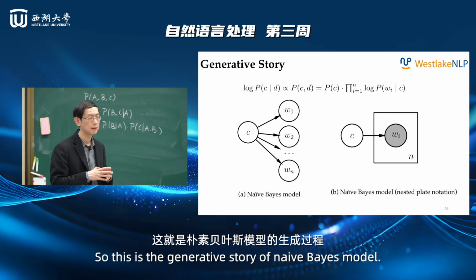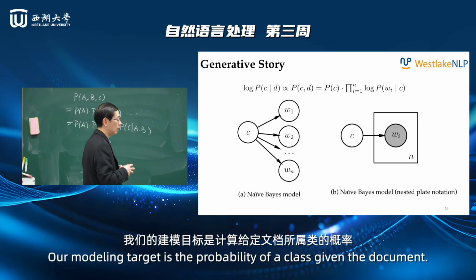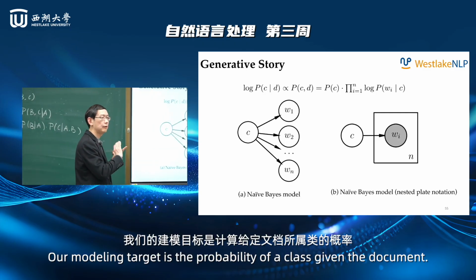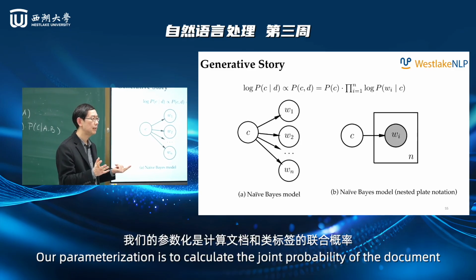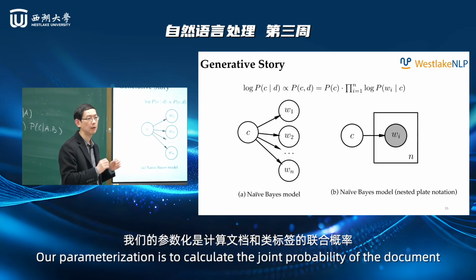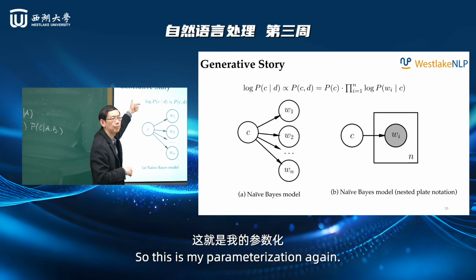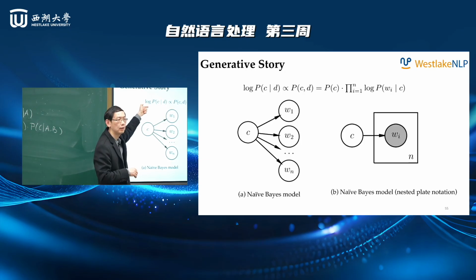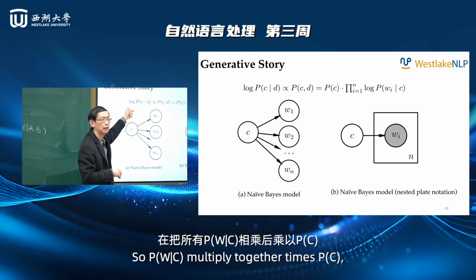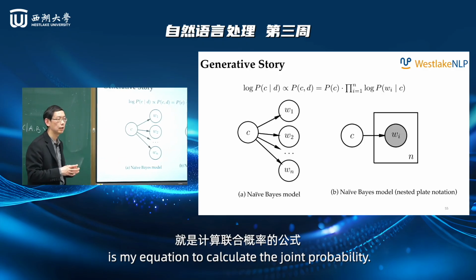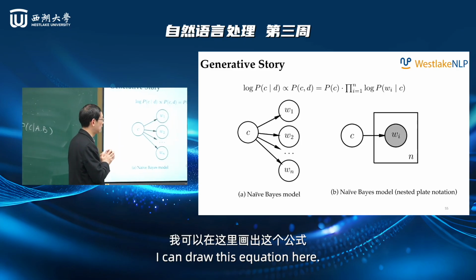So this is the generative story of naive Bayes model. Our modeling target is the probability of the class given the document. Okay? Our parameterization is to calculate the joint probability of the document and the class label. So this is my parameterization again, right? So P(W|C) multiplied together times P(C) is my equation to calculate the joint probability. I can draw this equation here.